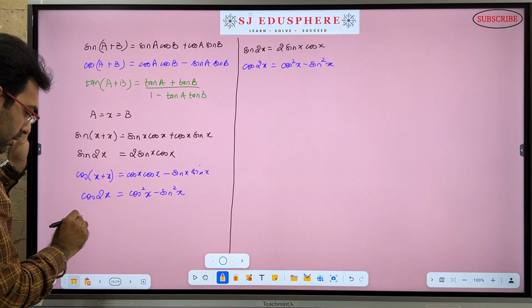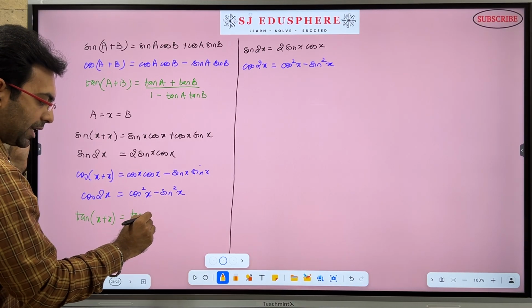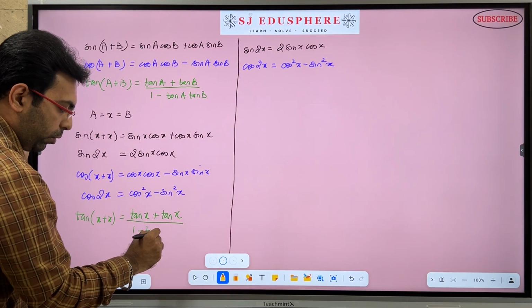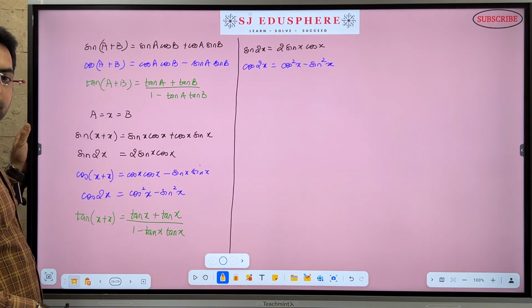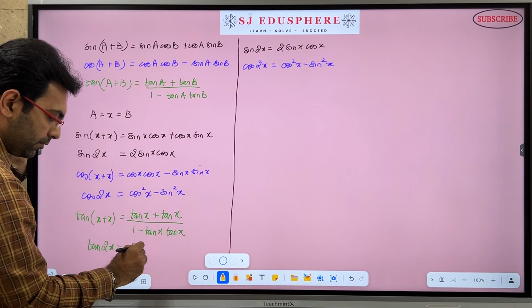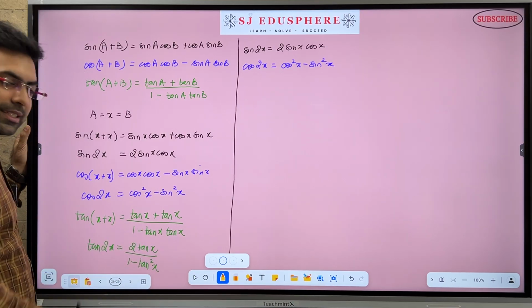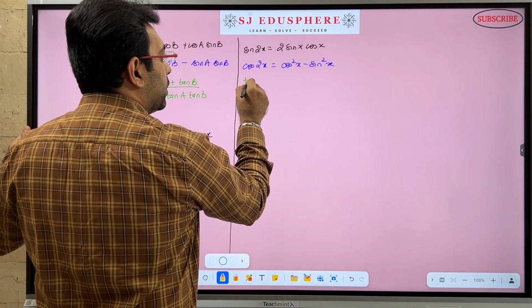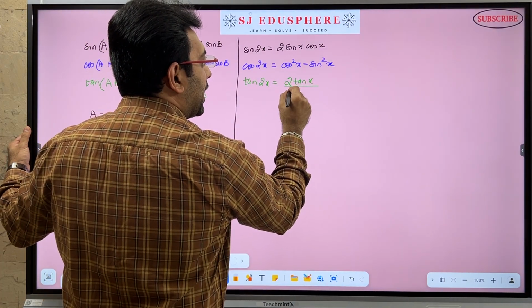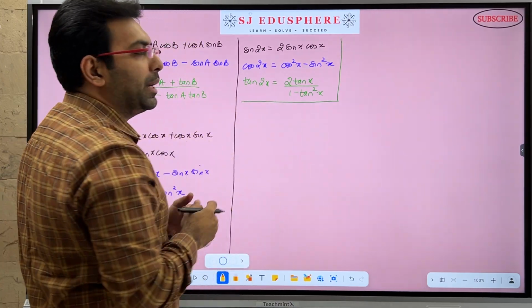My third formula for tan(A + B) is tan A plus tan B over 1 minus tan A tan B. And so I have tan 2x is 2 tan x over 1 minus tan square x. So that gives me over here tan 2x is 2 tan x over 1 minus tan square x. These are my three main formulas.